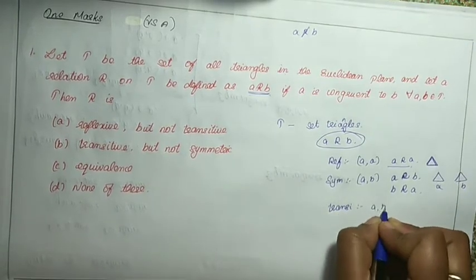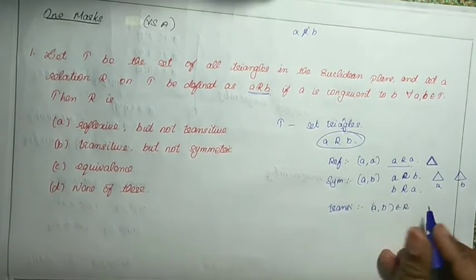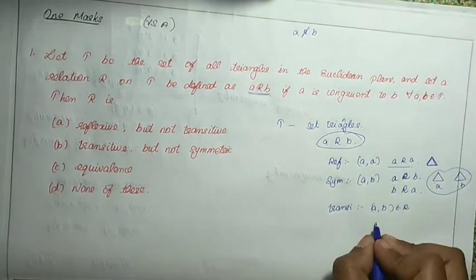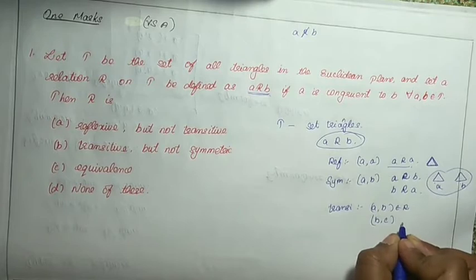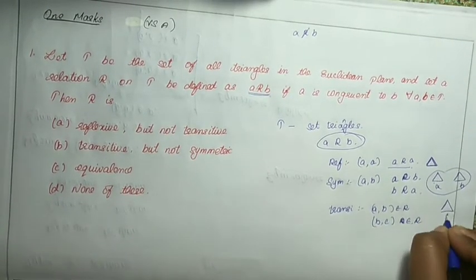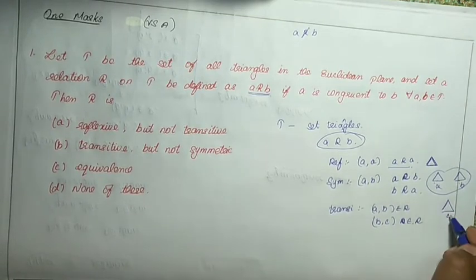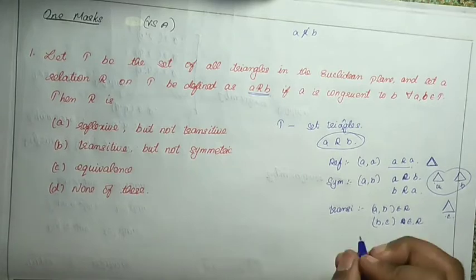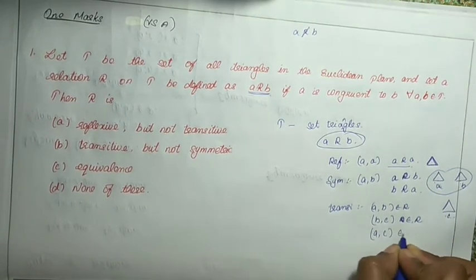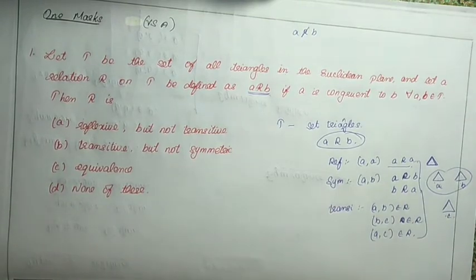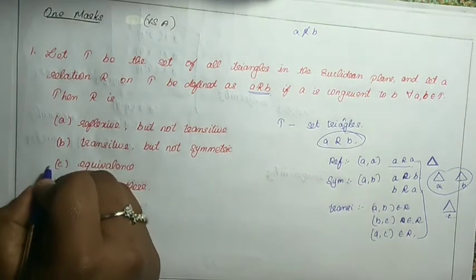Transitive, what is the condition? A comma B should belong to R, and I'm talking about the same triangles. So triangle A is related to B, and one more triangle I'm taking as C. So B comma C also belongs to R, this triangle B is related to triangle C, and also I can say that triangle A is related to triangle C. So A comma C also belongs to R. Then all these three conditions get satisfied. So what is it called then? It is called an equivalence relation. So I can take option C.